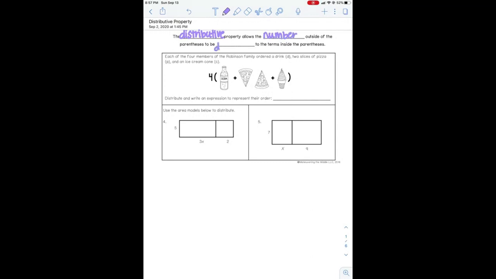So I know that probably doesn't make a lot of sense, so I'm going to kind of visually show you what that means, okay? So we've got the situation that says each of the 4 members of the Robinson family ordered a drink, 2 slices of pizza, and an ice cream cone. So I know that I'm going to take 4 times the number of sodas each person got, 4 times the number of pieces of pizza they got, and 4 times the number of ice cream cones each person got, because there's 4 members of the family, okay?